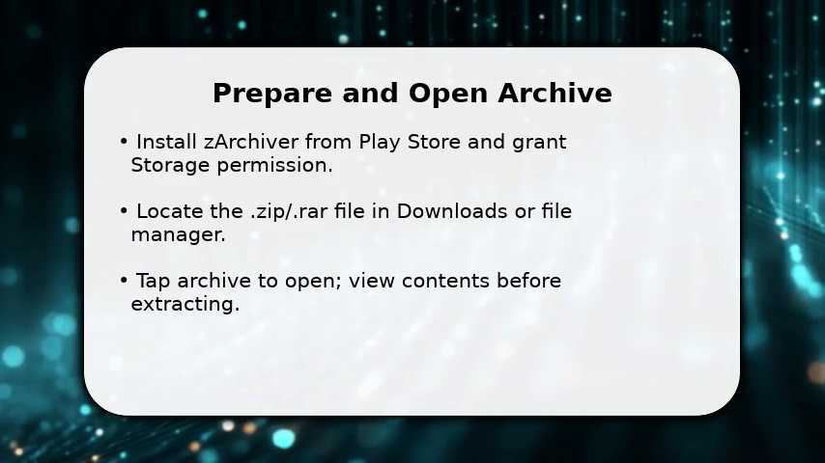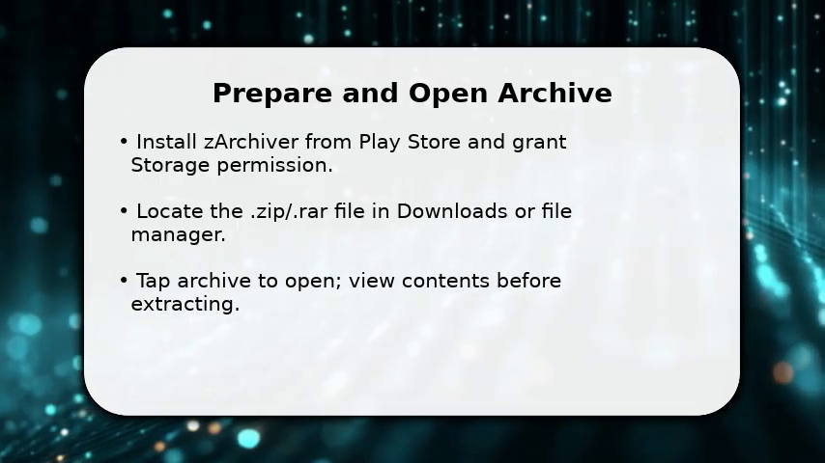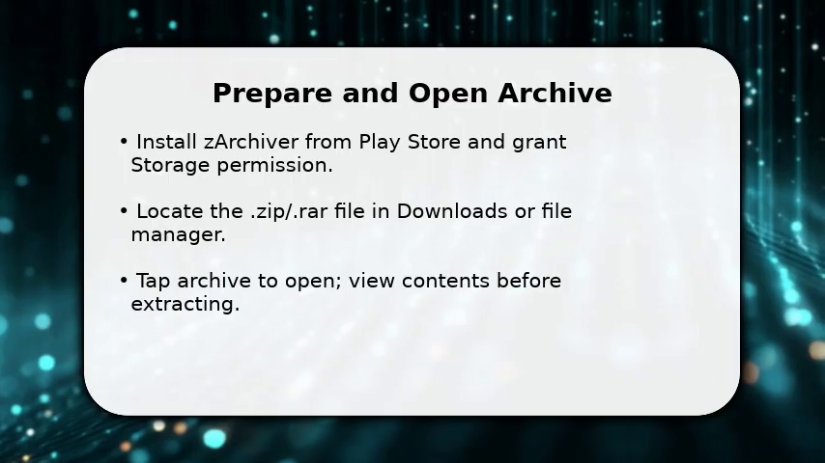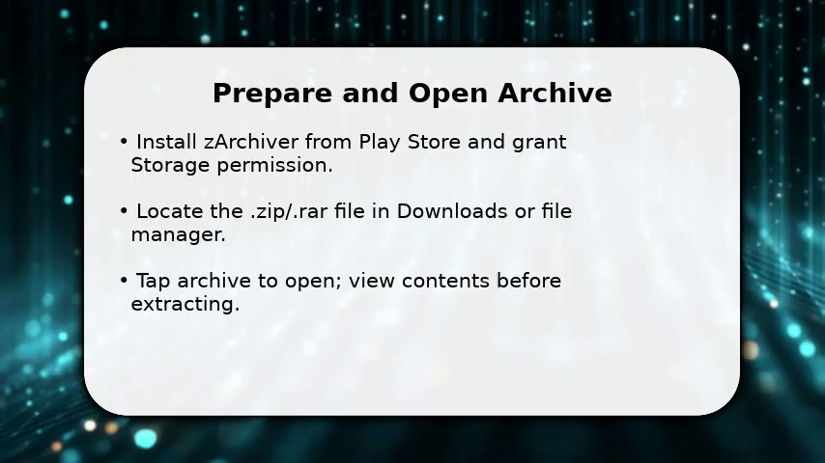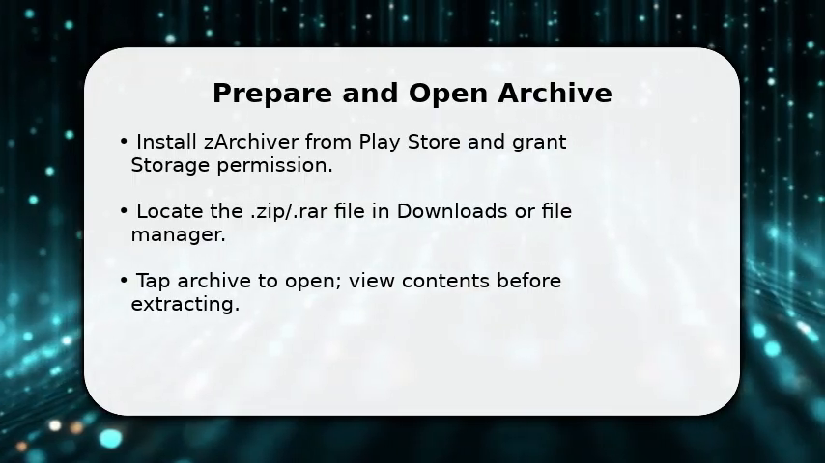Tap the archive to inspect file names and folders. This is important so you don't overwrite existing files. If the archive shows nested folders, note the top-level path. Now you're ready to choose the extraction target and method.